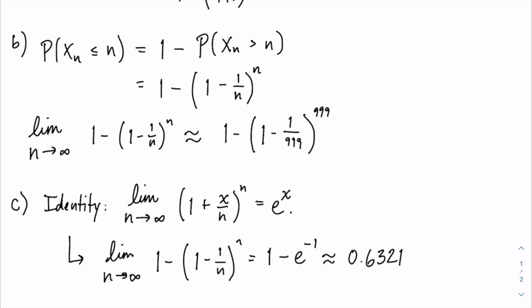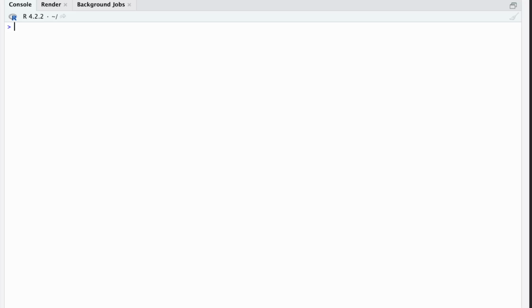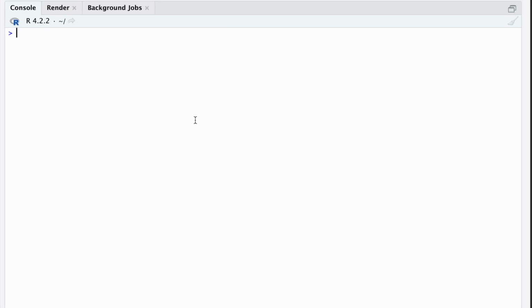Okay, so now we're going to jump into R and do this in R. Given what we have, this is actually a pretty straightforward thing to do. The first thing that we want to do is 1 minus 0.9 to the power of 10. And that's going to give us about 65%.